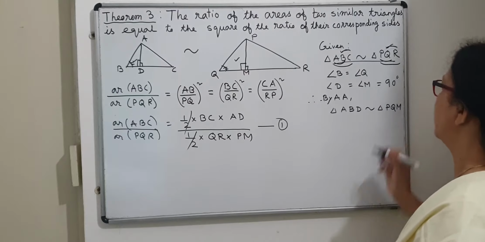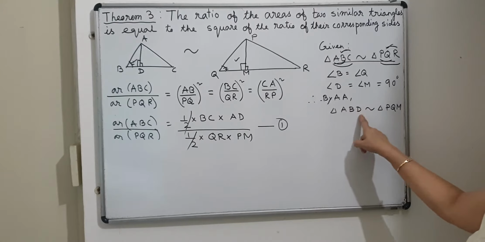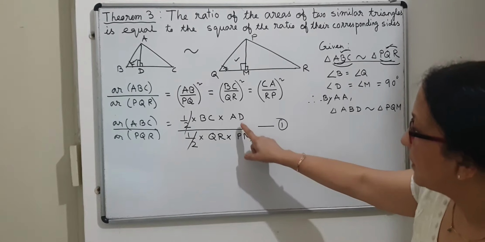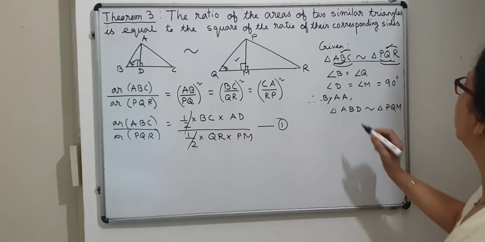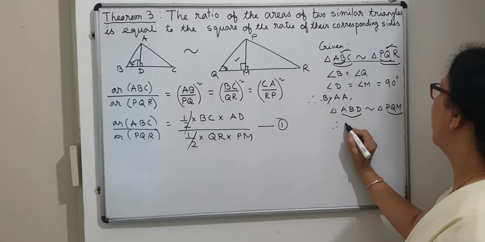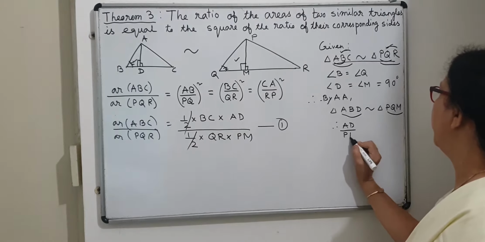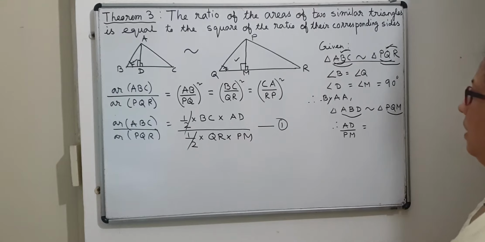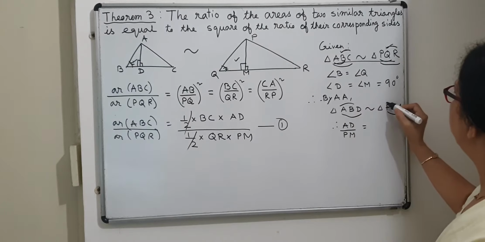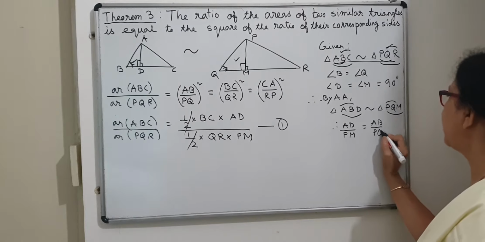That you have understood by AA criteria. So B is equal to Q and D is equal to M, so the sides will be proportional. Now what sides should I take? Because AD by PM is there, I should take this AD, and you see it corresponds to PM. So therefore AD by PM will be equal to, now taking the sides of the triangles, AB by PQ.